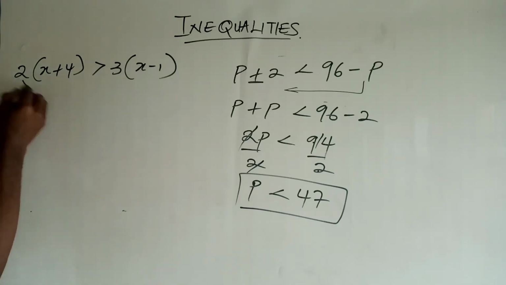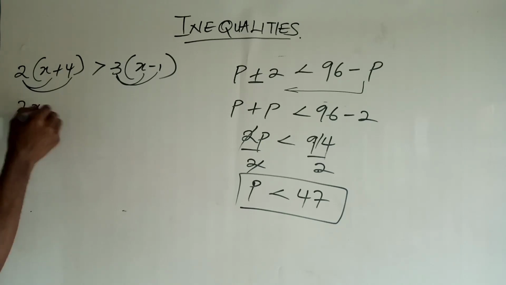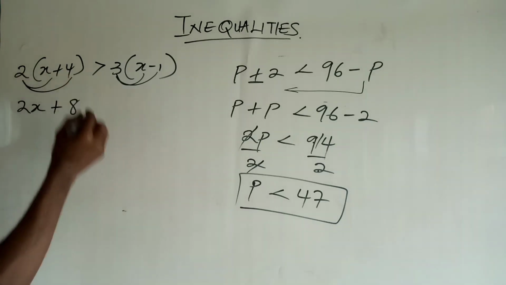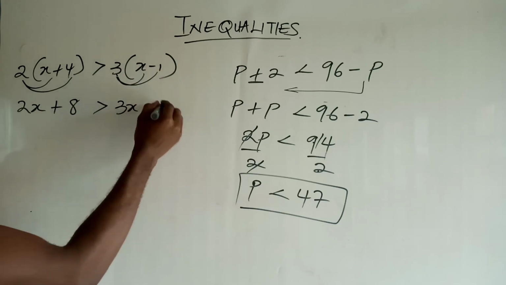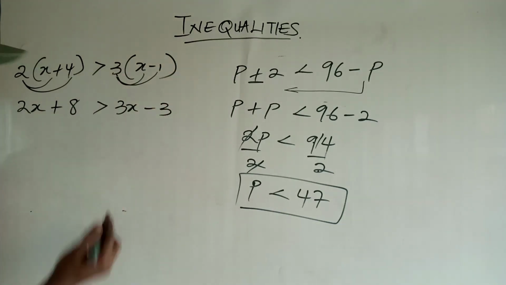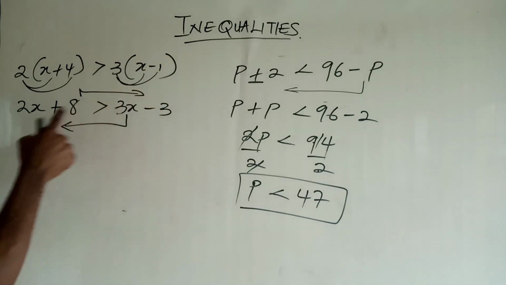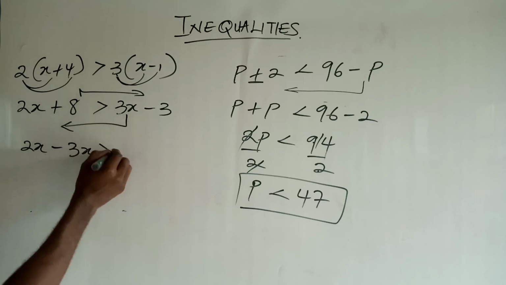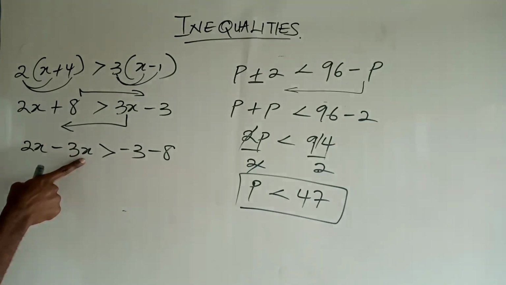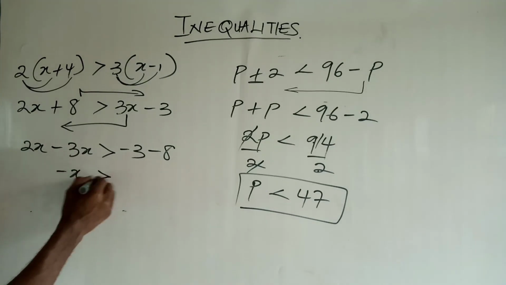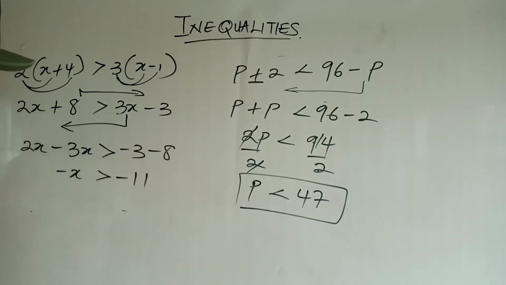Now in this case, you want to distribute with 2 here and with 3 right here. So 2 times x is 2x, 2 times 4 is going to give me 8, greater than 3 times x is 3x, 3 times negative 1 is negative 3. So you want to collect like terms here. Take this guy to this side and take this guy to this side. So you have 2x. When this guy comes over here, it becomes negative 3x greater than minus 3. This guy goes over here, it becomes negative 8. So 2x minus 3x is going to give me negative x greater than negative 3, negative 8 is going to give me negative 11, right?